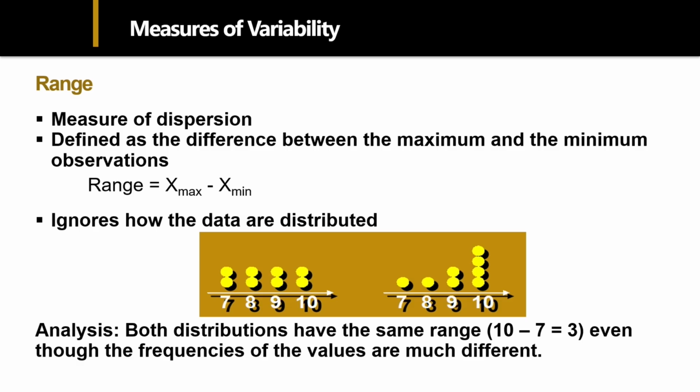So in my description right here at the bottom, they have the exact same range. The maximum value for both of these sets of data is 10, the smallest is 7, so the range for both is 3. But you could tell that the distributions themselves are fundamentally different, so range is only so applicable.